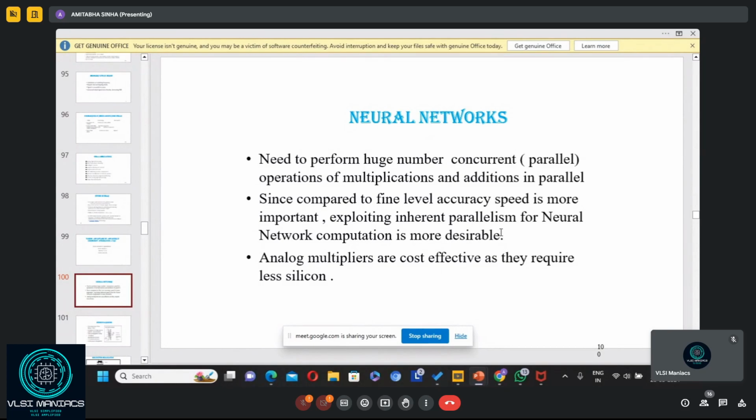And that is the reason this analog circuitry is becoming popular along with the digital. Since digital is required and analog is also required, mixed signal is becoming the alternative. So analog multipliers are cost effective as they require less silicon.